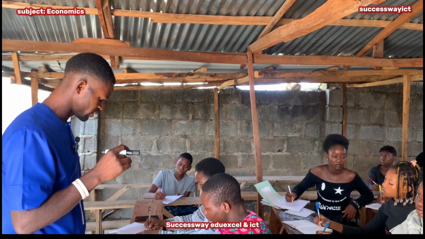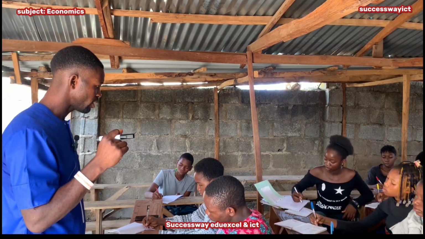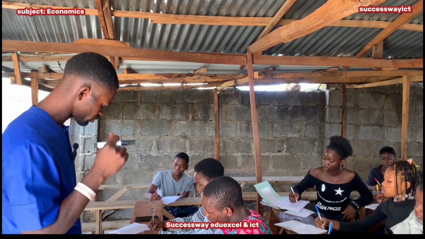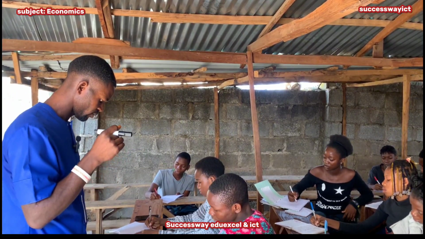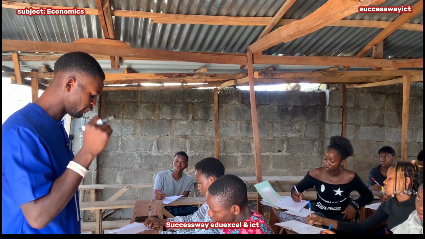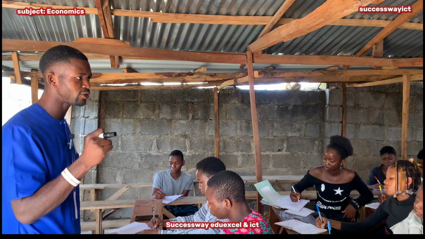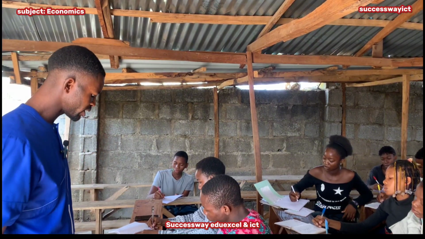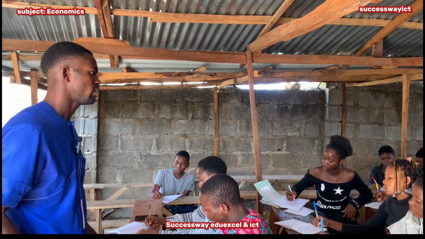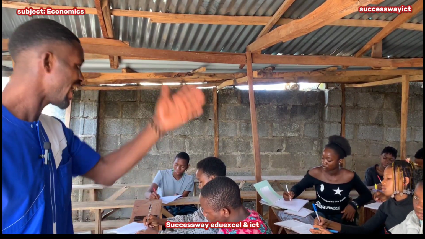The next objective, government expenditure. That is, you should know the areas of government expenditure. Then the last objective there is that you should know the effects of government expenditure. This is what you should read ahead.